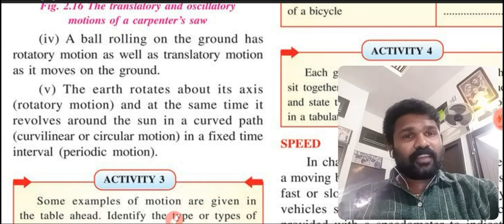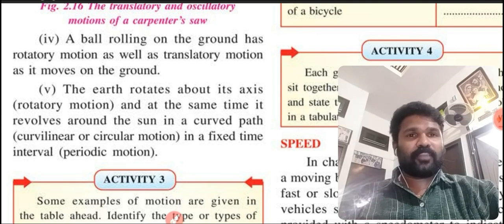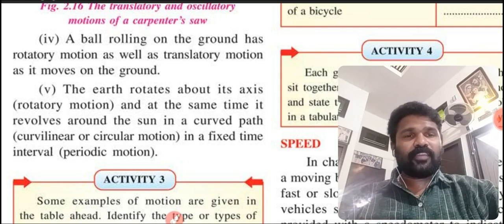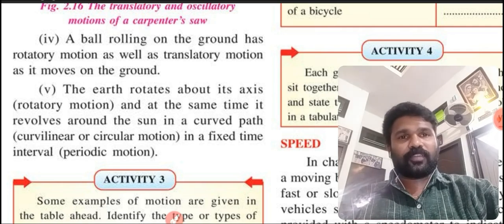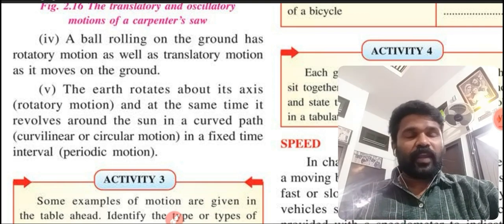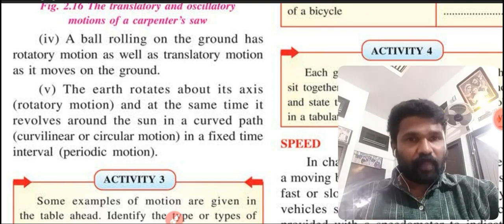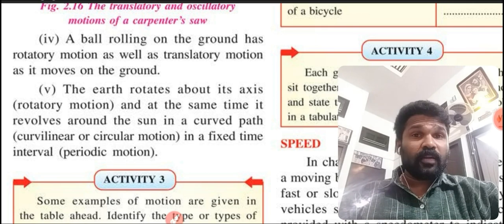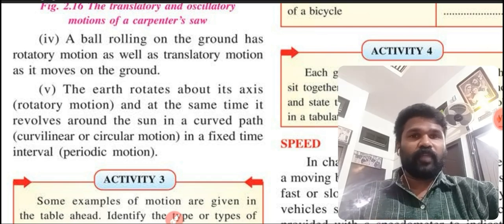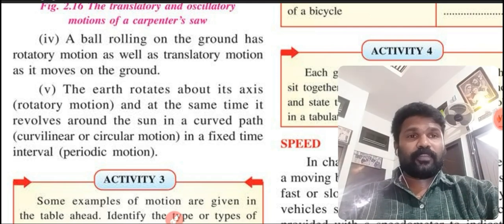And also the earth rotates about its axis, and at the same time it revolves around the sun in a curved path in a fixed time. Here also we can have two types of motion. One is rotatory motion, another one periodic motion, meaning fixed time. Clear? Or curvilinear motion or circular motion we can see. The movement of earth shows us different types of motion.